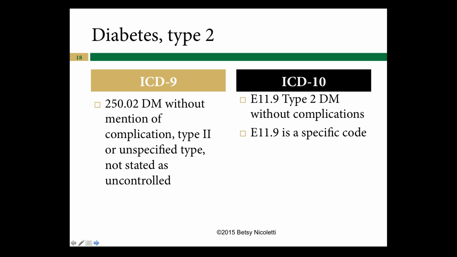So here's just a crosswalk here. Type 2 diabetes without mention of complication, not stated as uncontrolled, is 250.02. And here's an example in ICD-10 of a code that ends in .9 but is a specific code. E11.9, type 2 diabetes without complications. So just because it ends in .9 doesn't mean it's unspecified. Some codes are unspecified. They end in .9, .90, .10, some of them, but some of them are specific codes. And if we had a patient who had type 2 diabetes without any complications, we would be happy for that patient, and we would code E11.9.